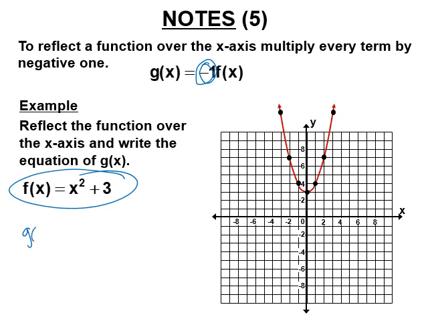So let's write g of x. And it says reflect the function over the x-axis and write the equation of g of x. So what you have to do is multiply everything by -1. So it would be -x squared minus 3. So let's draw that. See, this has a y-intercept of +3. The g of x has a y-intercept of -3.